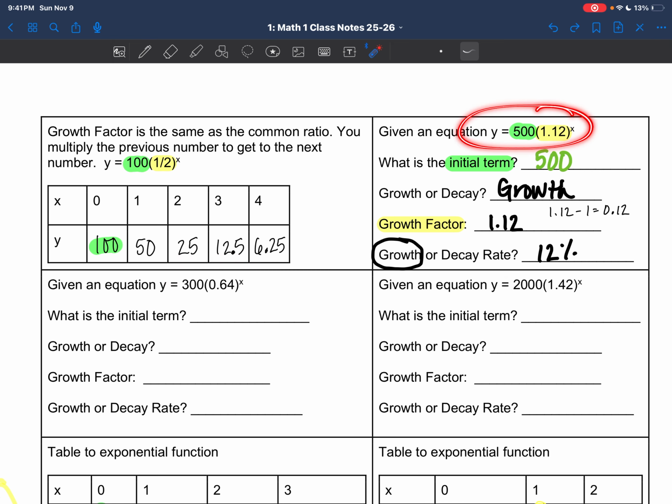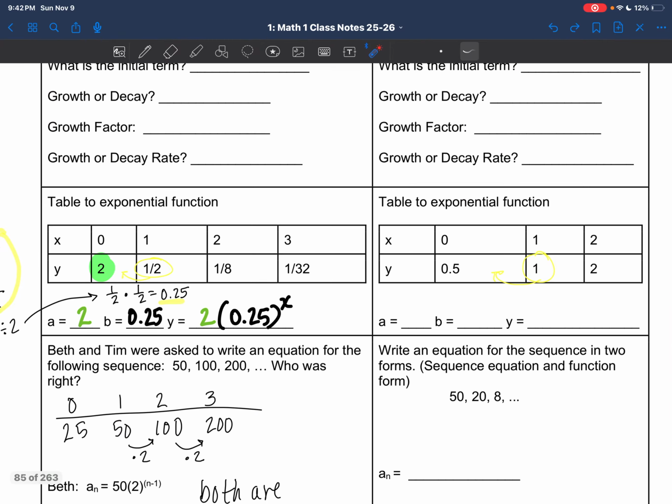So that's all we're doing. And then for this one, you're given an equation. You have to fill in the information. And in this case, your starting term is 500. It is growth because this is greater than 1. And the growth factor would be your B value minus 1, which is 0.12. And that would be 12%. Look at that, which is growth. All right, I want you to try these. And then I did this table for you.